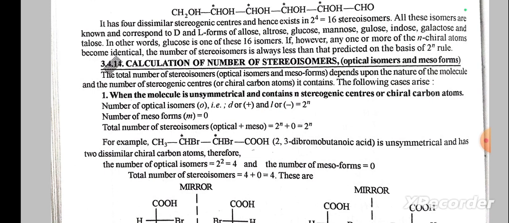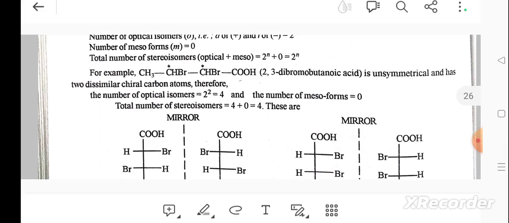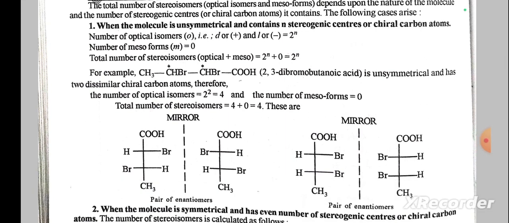Calculating the number of stereoisomers. The total number of stereoisomers depends upon the nature of the molecule and the number of stereocenters it contains. The following cases arise. When the molecule is unsymmetrical, containing n stereogenic centers or chiral carbon atoms, the number of optical isomers, d (positive) and l (negative), is equal to 2^n, and the number of meso forms is 0. The total number of stereoisomers, optical plus meso, is equal to 2^n.